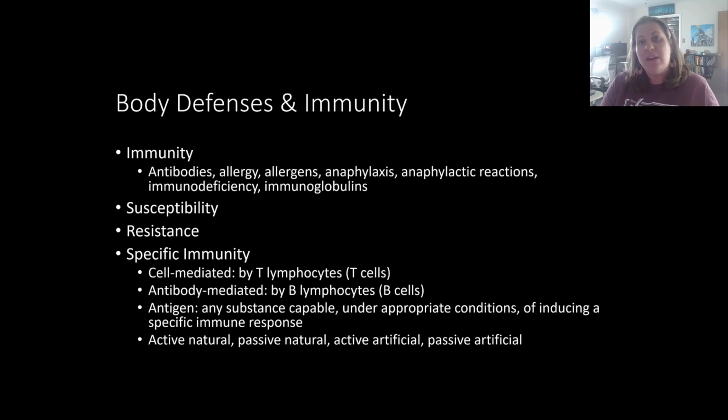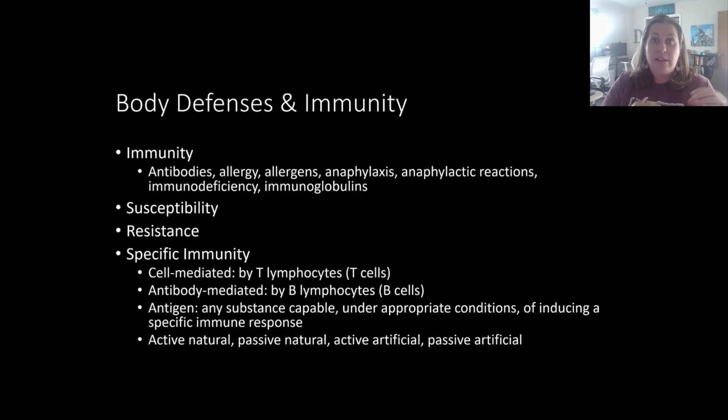When we talk about specific immunity, these are going to be specific cells that are going to take place with cell-mediated type of immunity. These are your T lymphocytes, your T cells. They're going to fight specifically hand-to-hand combat against invaders. So they come into close contact. They're kind of like the foot soldiers of your immune system.